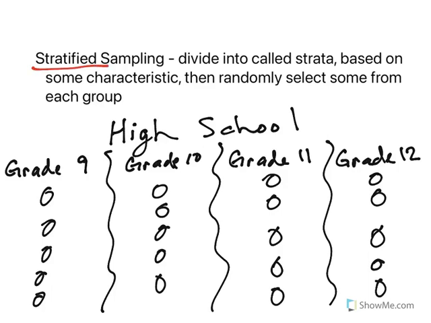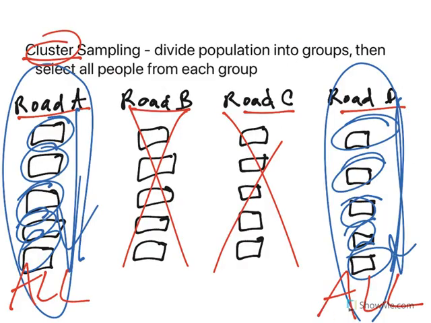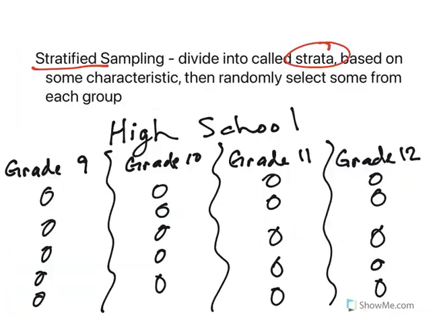Now, stratified sampling is similar to cluster in that we are dividing into groups, but with stratified, we divide into things called strata based on a characteristic. So in cluster, they are naturally occurring groups in terms of people that live on certain roads. That's naturally occurring grouping. With stratified, we create the strata or the groups. So we determine what characteristic we are breaking up, and then we want some from each group. Some being the key word.